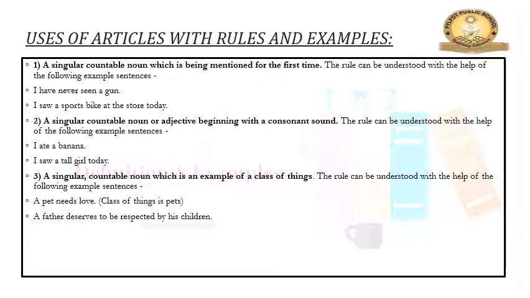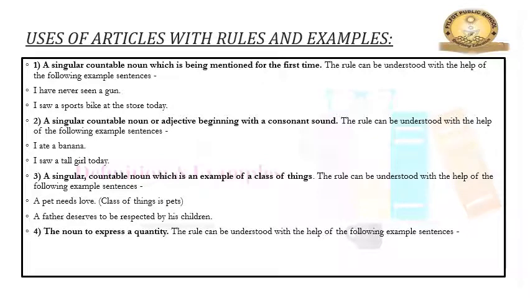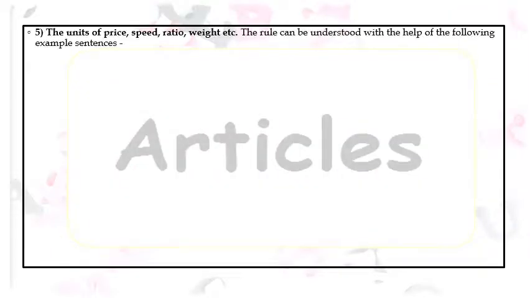Then the noun is used to express a quantity. I need a dozen bananas. I need to buy a couple of books. Then we also use a when we are describing units of price, speed, ratio, weight, etc. For example, the bike gives 35 kilometers a liter. So here what is your unit? Liter. And a as the determiner is defining your unit, whatever unit it is, a unit of weight maybe.